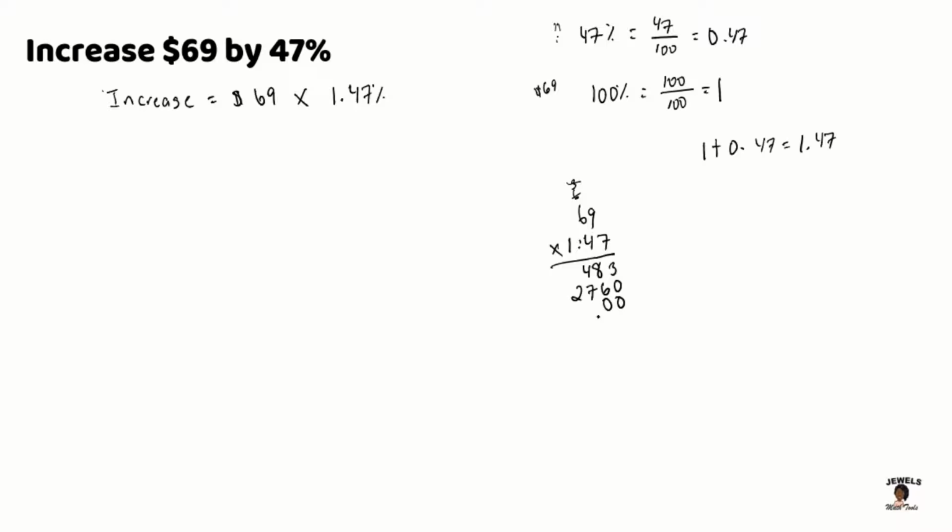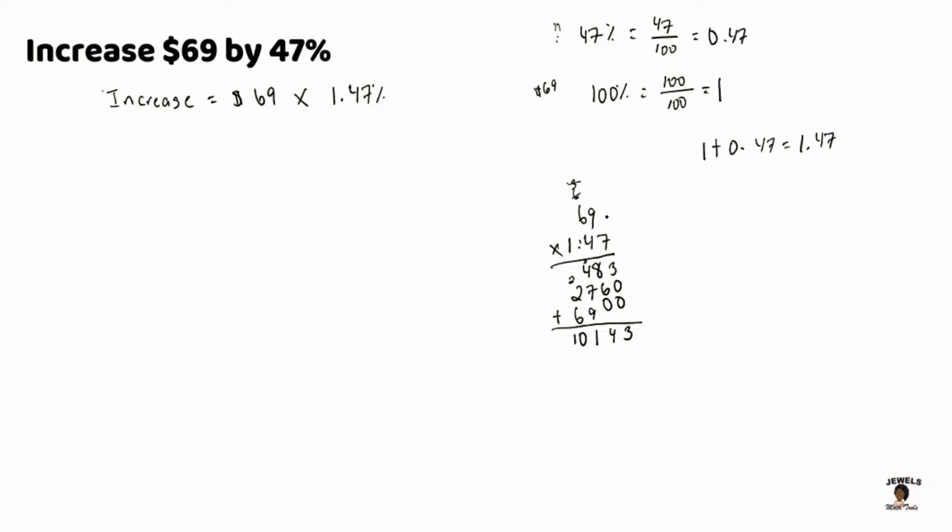So 1 times 9 is 9. 1 times 6 is 6. And now let's sum our numbers together. So 0 plus 3 is 3. 8 plus 6 is 14. And 14 plus 0 is 14. We put our 4. Carry the 1. 1 plus 4 is 5. 5 plus 7 is 12. And 12 plus 9 is 21. We'll put our 1. Carry the 2. 2 plus 2 is 4. And 4 plus 6 is 10.